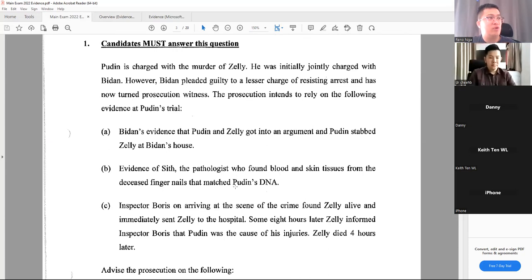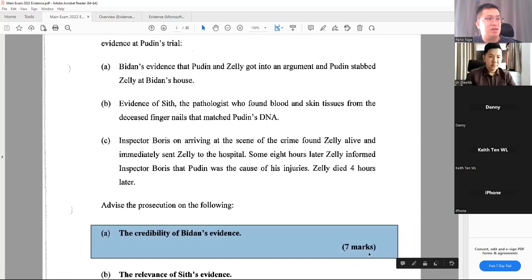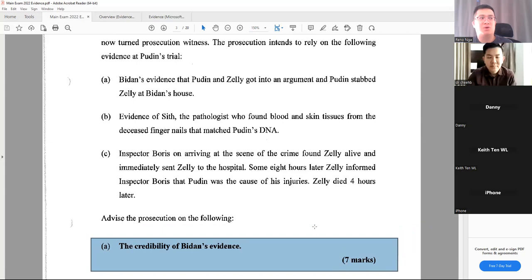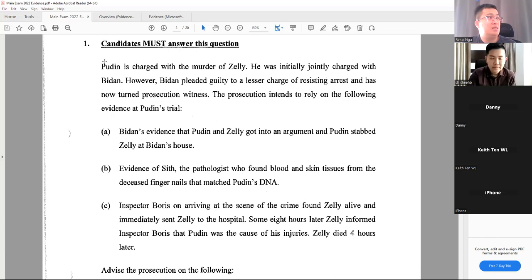So can we straight away go to this A, credibility of Biden's evidence. So may I know, who is Biden in this case? Is he a witness, is he a co-accused, or is he an accomplice? It means a person assisting an accused to commit crime. Okay, so on the facts, he was initially jointly charged with Putin. So which means initially the charge is against both persons, Putin and Biden.